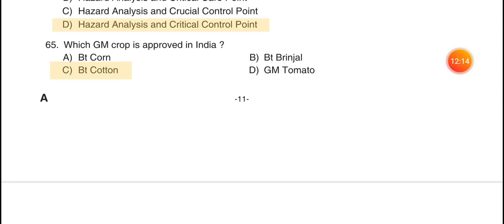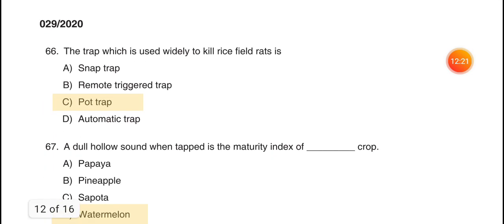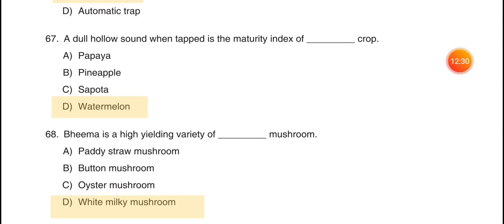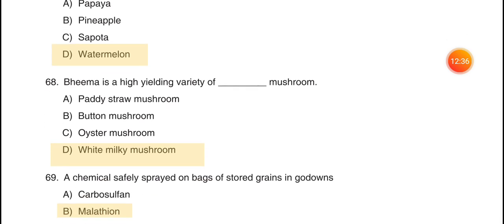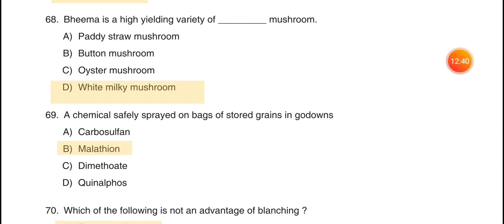65. Which GM crop is approved in India? Option C, Bt cotton. 66. The trap which is used widely to kill rice field rats is C, pot trap. 67. A dull hollow sound when tapped is the maturity index of dash crop. Option D, watermelon. 68. Bhima is a high yielding variety of dash mushroom. Option D, white milky mushroom.